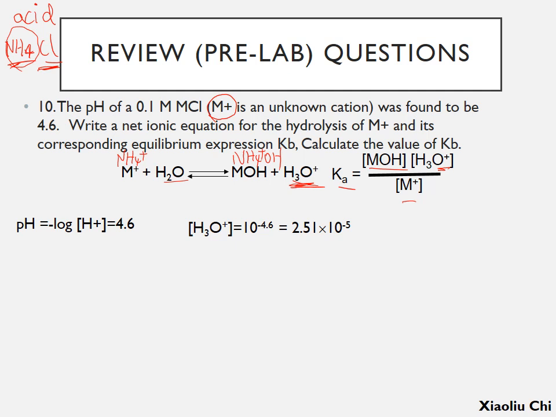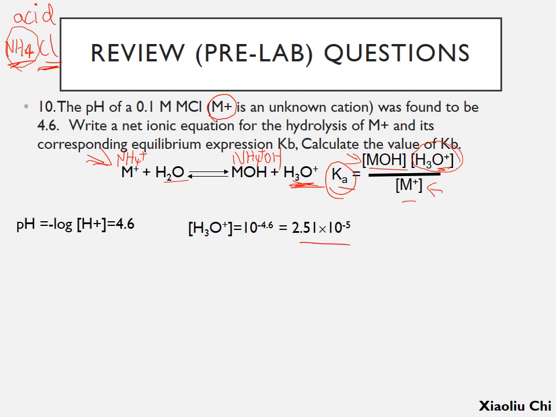Okay, and so this is estimated, and then from this reaction equation you can also calculate the ammonium hydroxide product and the reactants, how much is left, and you can calculate the Ka. Okay, we'll show you in a minute how we do it. So with Ka, then we can calculate the Kb.